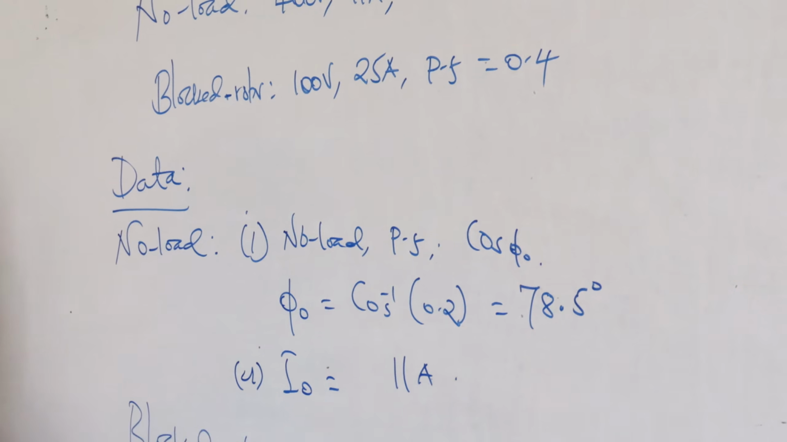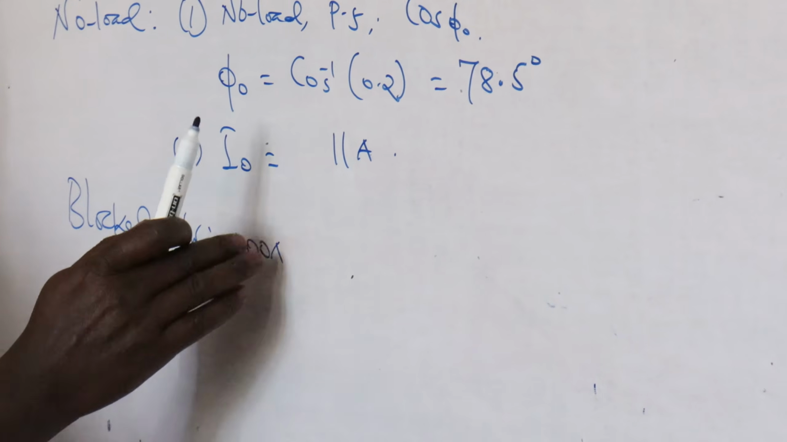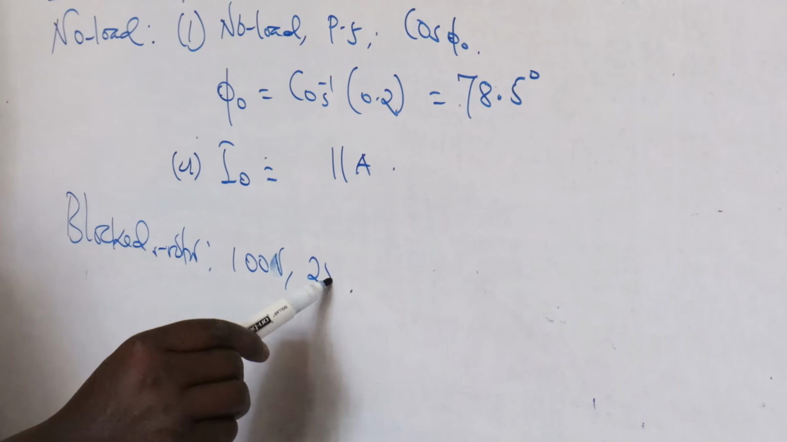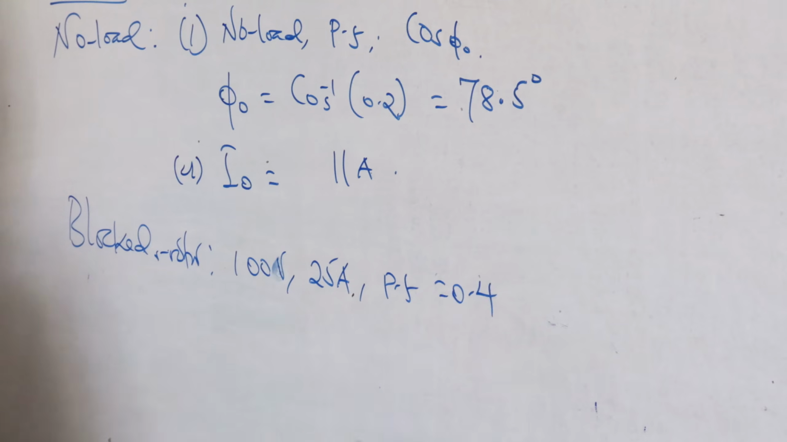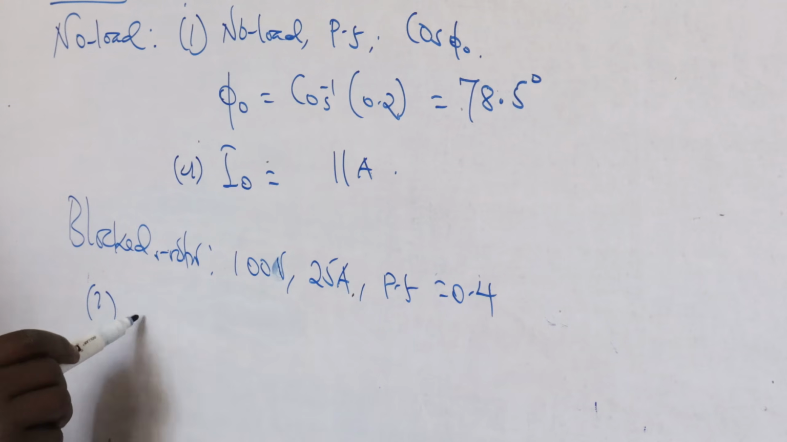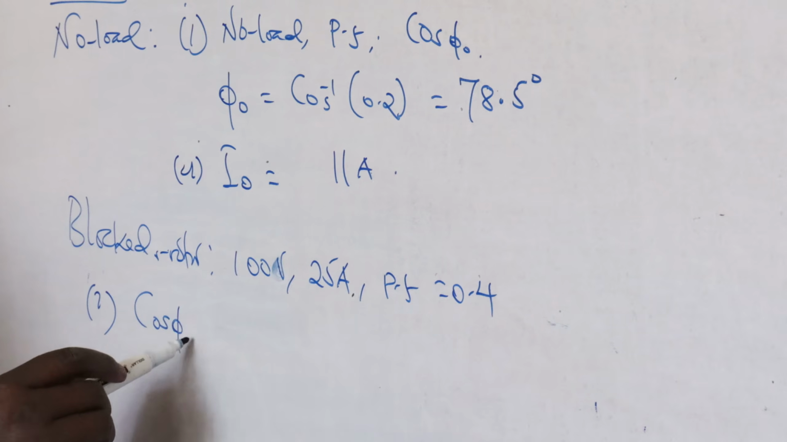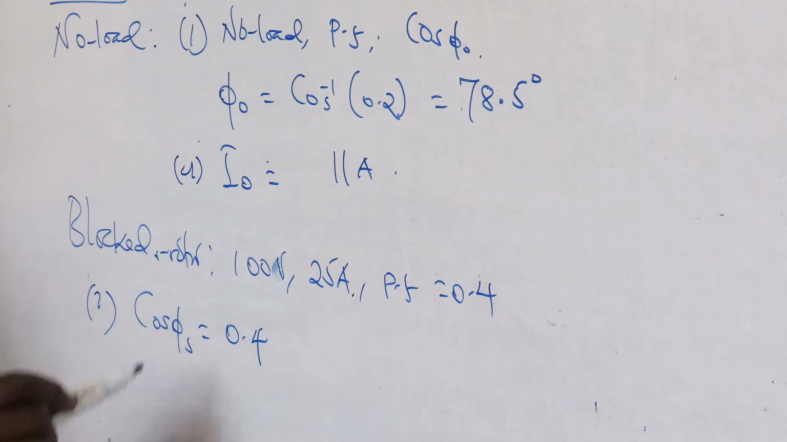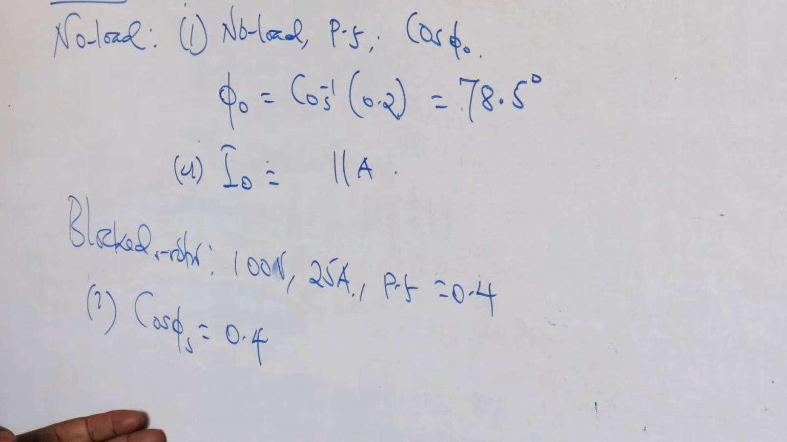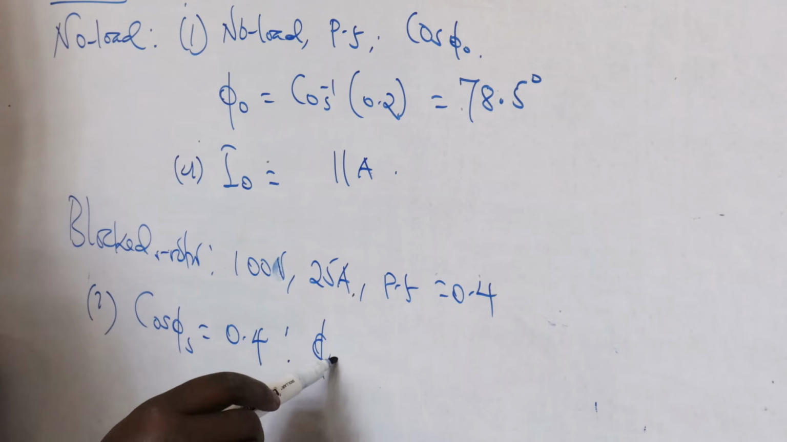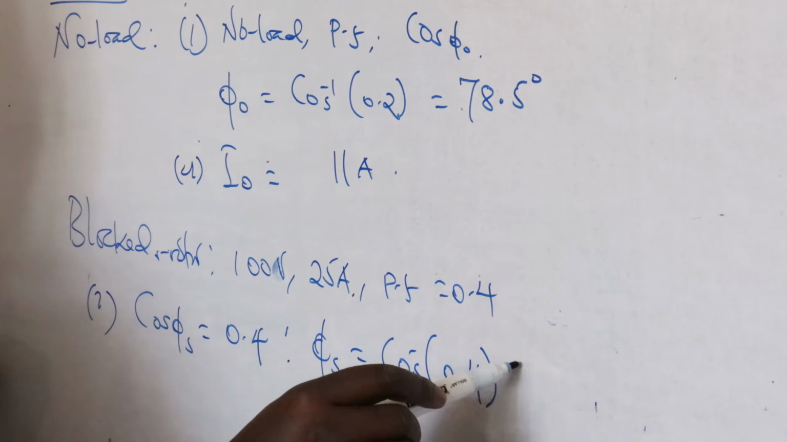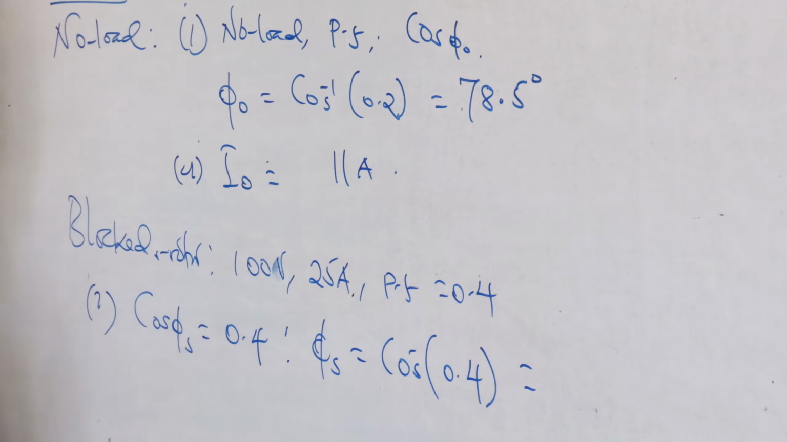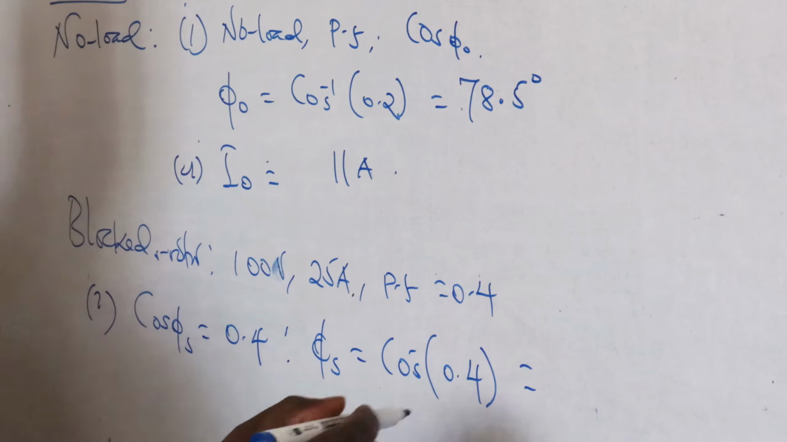where we have 100 volts. How much is the current? 25, a PF of 0.4. Here we start with cos phi s, which is given to be 0.4, right? So you need to change it also into degrees by saying phi s is equal to cos inverse of 0.4 in degrees.